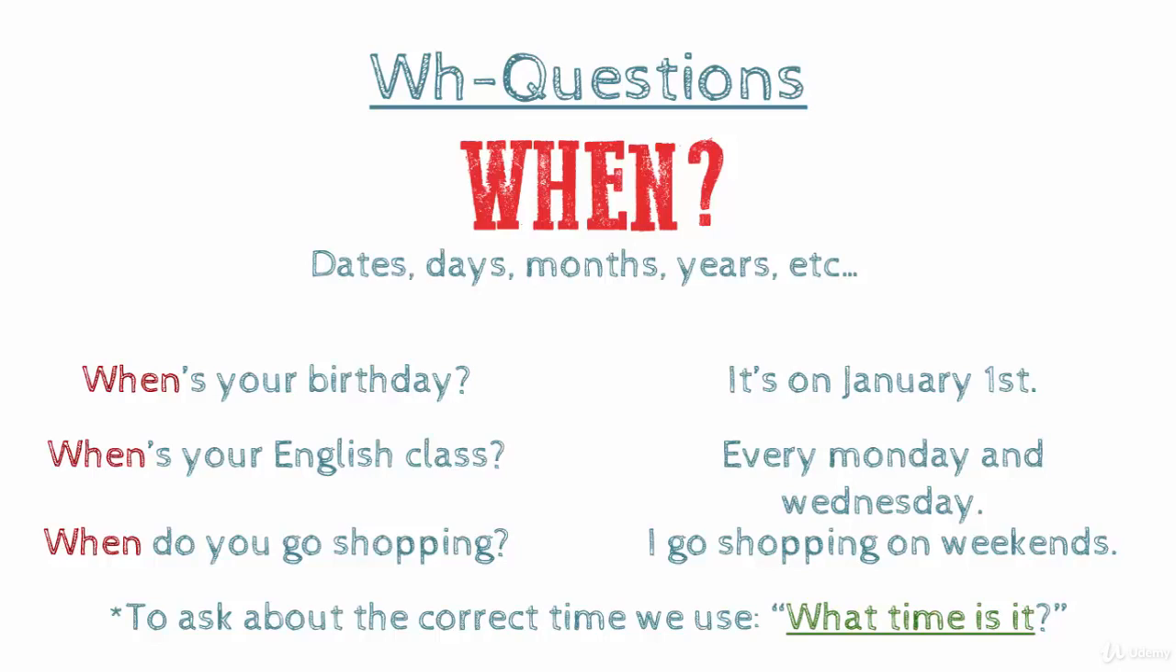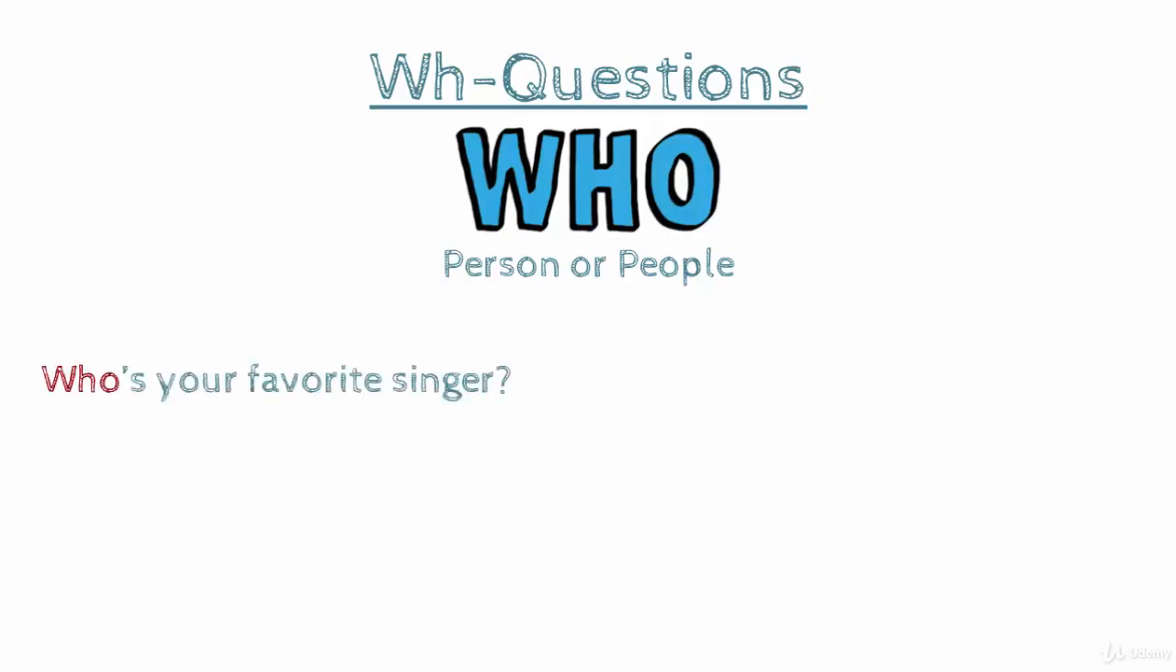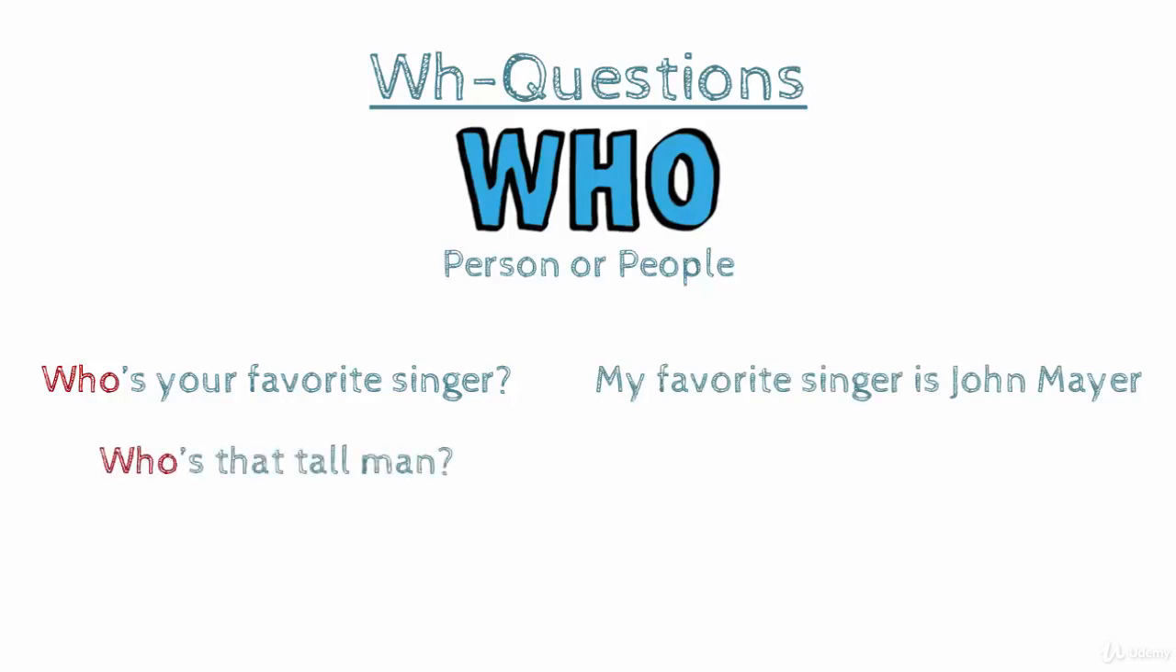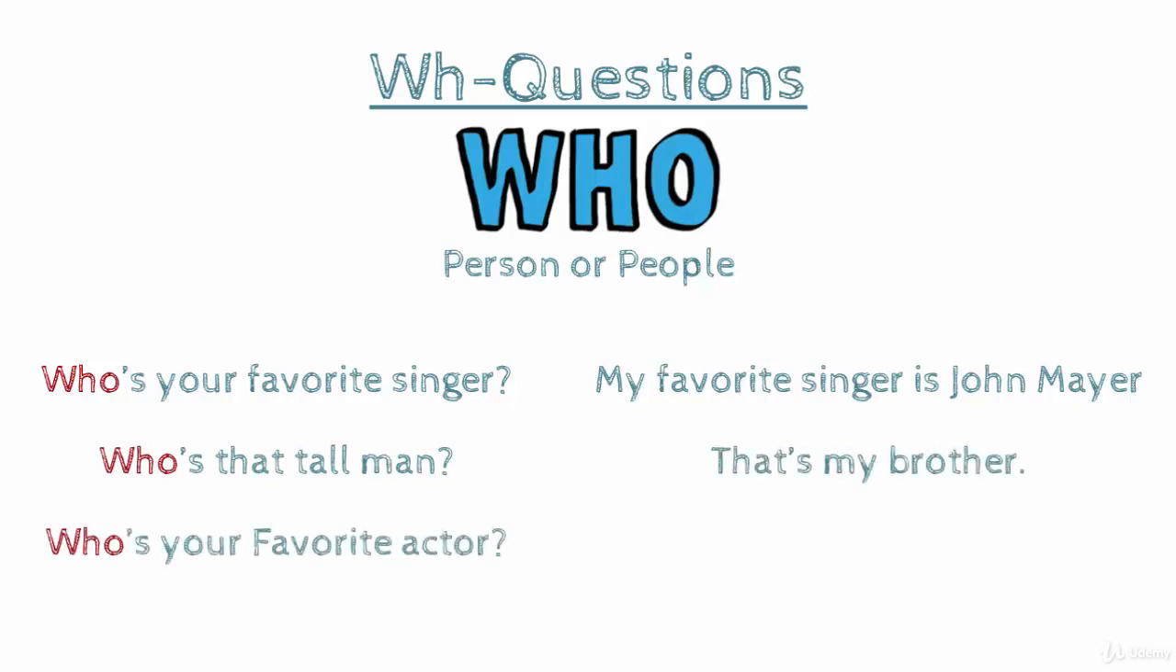Let's go on to the next WH question. Who? Now, we use who in questions about a person or people, okay? Let's see some examples. Who's your favorite singer? My favorite singer is John Mayer. Who's that tall man? That's my brother. Who's your favorite actor? Cuba Gooding Jr. Now, remember, we use who for questions about people or a person, okay?